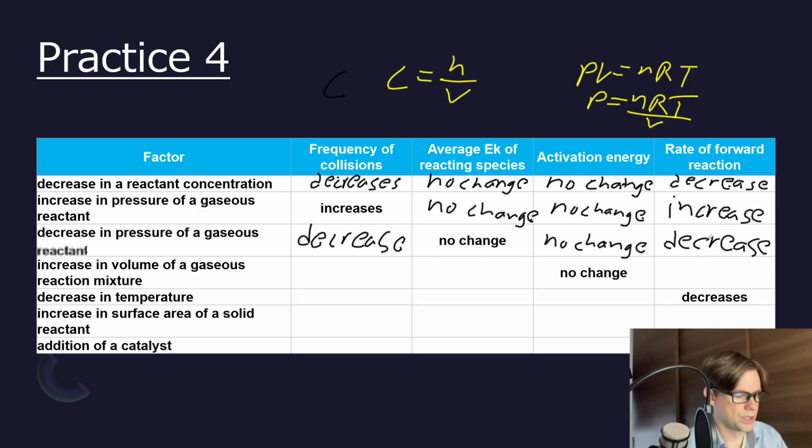Okay, next row, increase in volume of a gaseous reaction mixture. Frequency of collisions will decrease there. We saw that. This will be essentially lowering the concentration. Average EK, no change. Activation energy, no change. Rate of forward reaction, decrease. Fewer collisions.